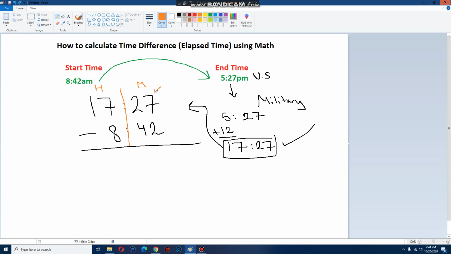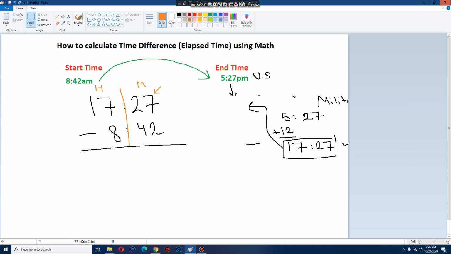I need to make 27 the larger number in order to subtract properly. So, what I'm going to do is add the number 60 to 27. And you're probably wondering, well, why 60? Well, because there are 60 minutes in 1 hour. And that is why we can use the number 60 here. So I'm going to add 27 plus 60. And when I add 27 plus 60, I'm going to get 87.